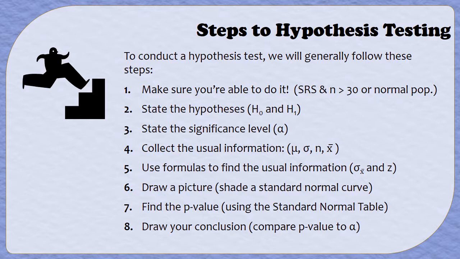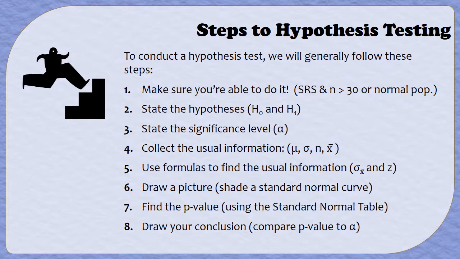Steps 2 and 3 are new. Steps 2 and 3 are to state your hypotheses and identify your significance level. Step 4 is collecting information. This is a population mean and standard deviation, a sample size, and your sample mean. And we're going to use formulas to find the usual information. This in particular is going to be a standard error, and we're going to find a z-score.